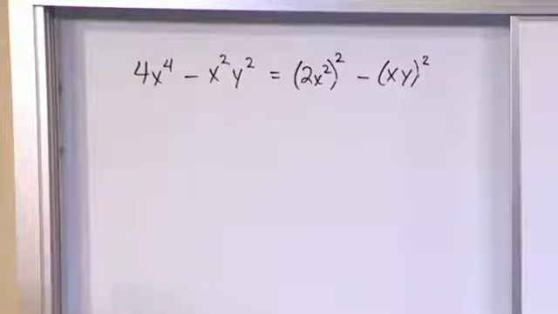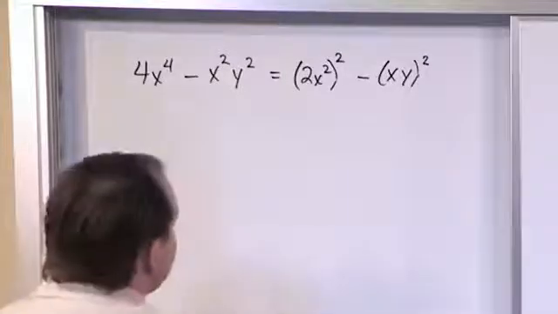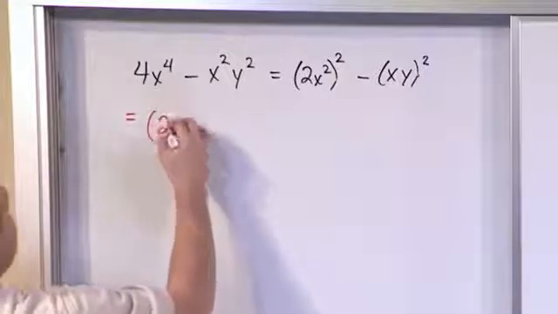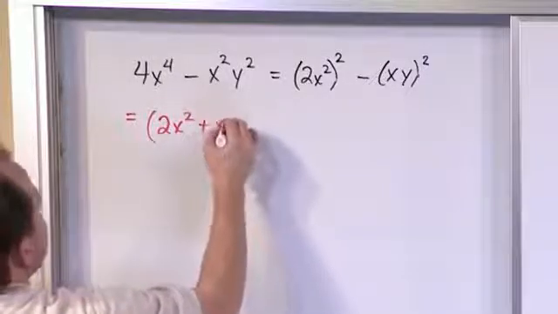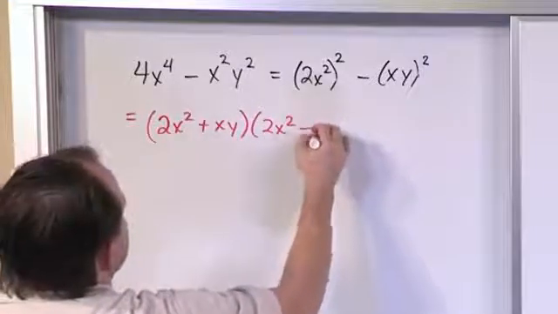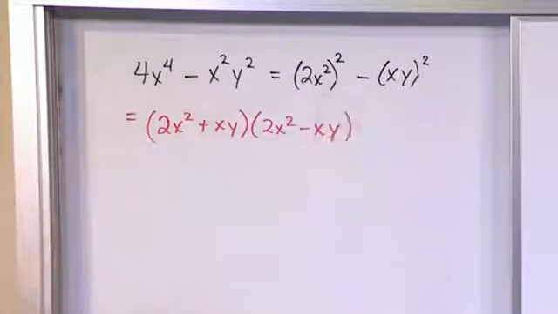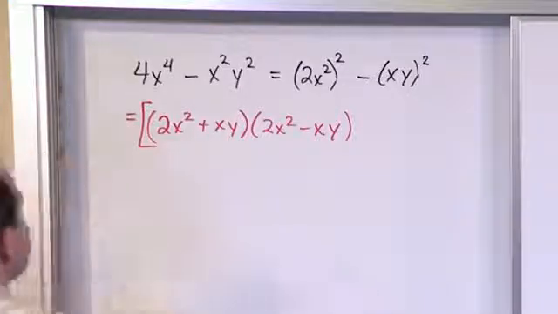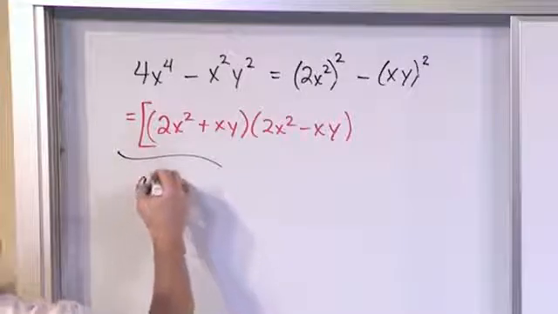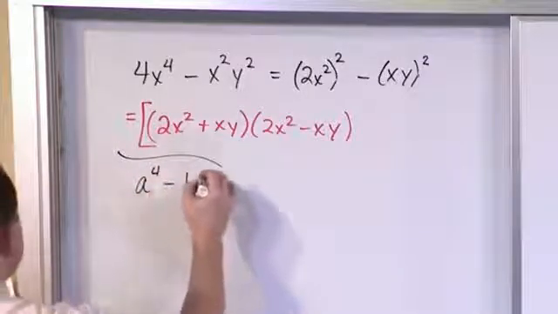So I want to try to write it as the difference of two squares, and now that I've done that, the answer is very simple. The factorization is (2x squared plus xy)(2x squared minus xy). And that is the difference of two squares factorization there. Okay? And what if you have a to the fourth minus b to the eighth?